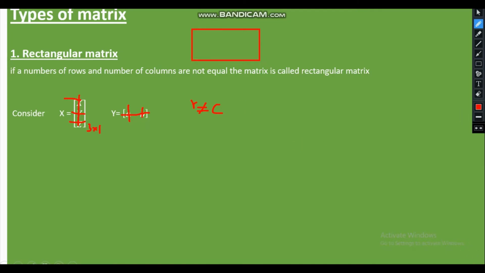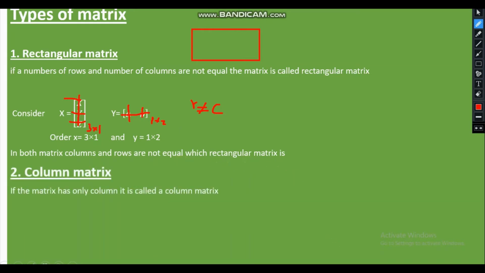So again, the order of the matrix we can write here as 3 by 1, and y is equal to 1 row and 2 columns. This type of matrix, where the column and row counts are not equal, is a rectangular matrix: row not equal to column.